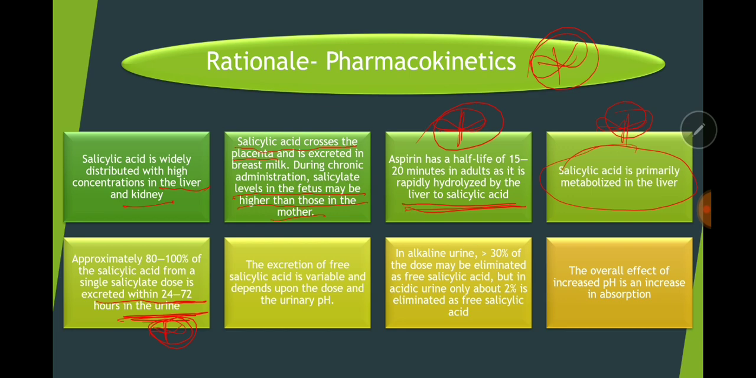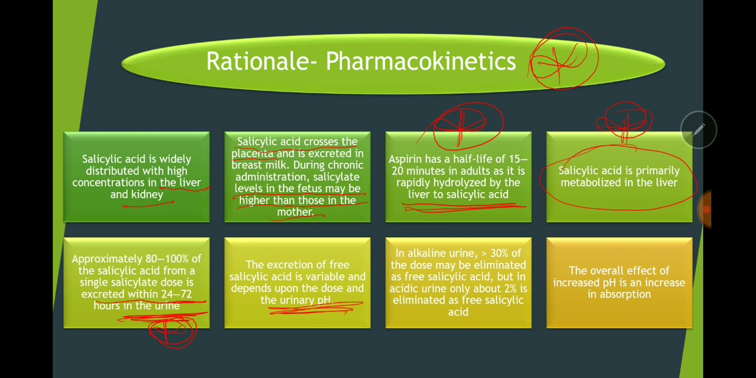Okay, if the pH is too high, for example, you take a pill and your stomach pH is high. Of course, we all know that the stomach pH is usually low. If it's high, it is going to increase absorption of the aspirin. The effect is similar when the salicylic acid is being excreted through urine. So you have to make sure you know this principle. The excretion of free salicylic acid is variable and depends on the dosage and the urine pH.